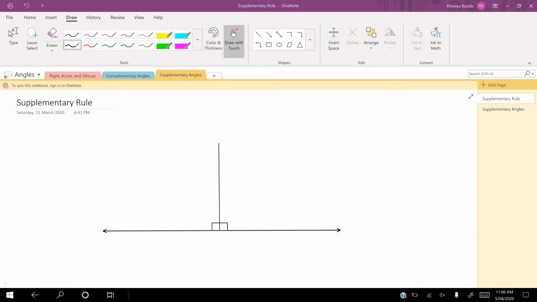Welcome back to class. Today we are going to be learning about the supplementary rule and how it interacts and deals with angles. So to start off, I have this image down here. We have two right angles back to each other, and they form this straight line here.